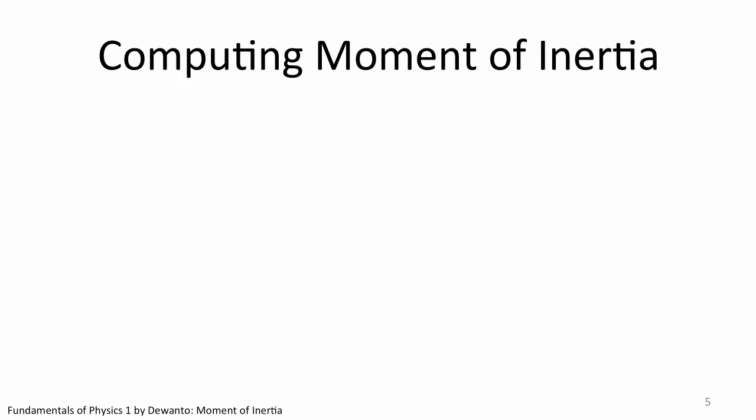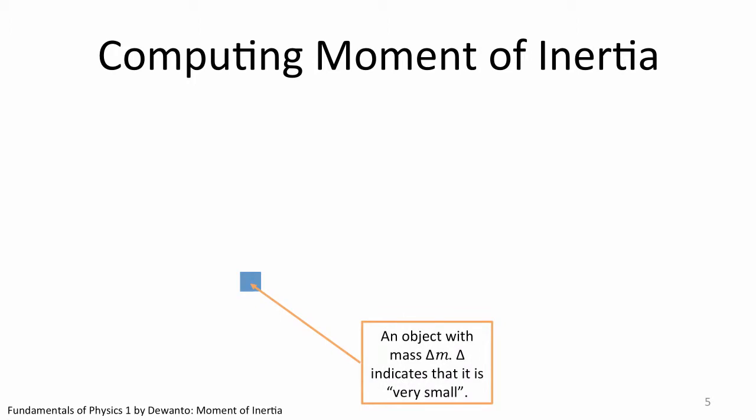Let's say we have a very small object whose mass is given by delta m. The Greek letter delta is normally used to indicate difference in something, but in this particular situation, delta m does not refer to the difference in mass, but rather it indicates that the mass of the object is very small. How small is small? Just think of the smallest positive number you could think of. Now this object is rotating about a certain axle, as seen from the top.